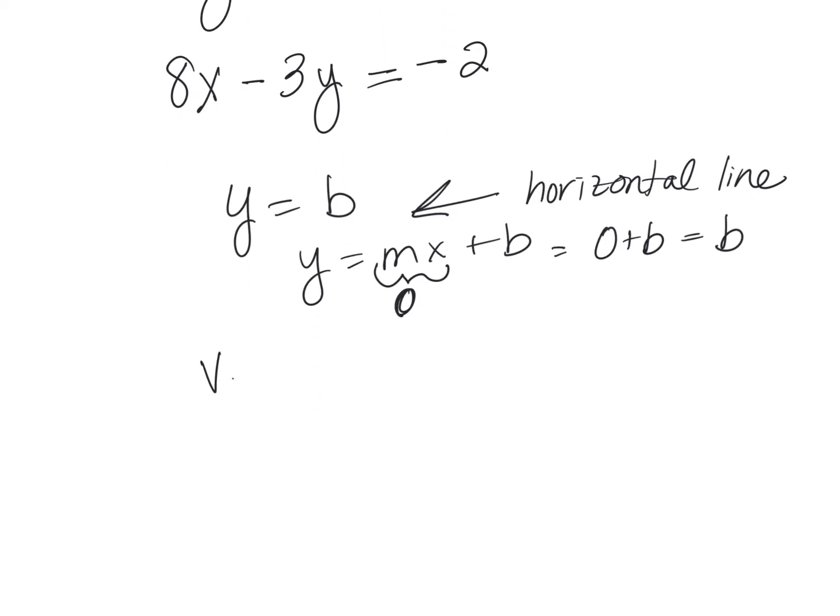Likewise, a vertical line is just x equals whatever number you're going through on the x-axis. X equals a, or whatever number you're going through, gives you a vertical line.